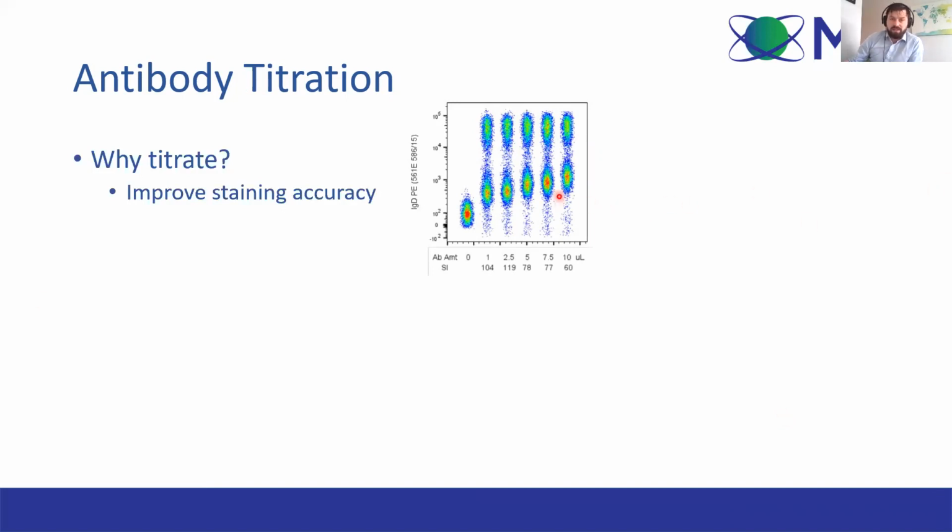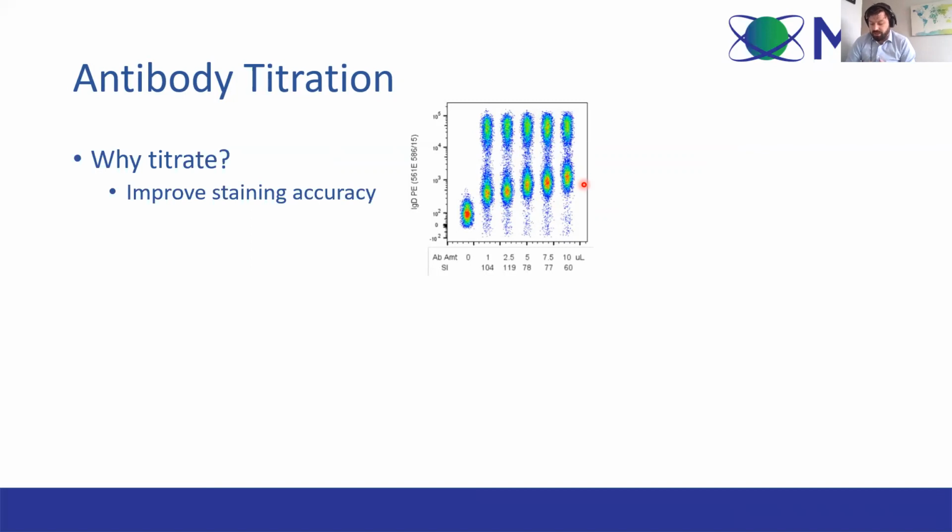Well, you improve your staining accuracy first of all. So we can see here this is a titration experiment where we've got different concentrations of antibodies going from the highest on the right to the lowest on the left. And as you can see, with really high concentrations, this potentially negative or very weak population is actually getting more and more intense with the increased concentrations. So a well-titrated antibody, you want to see the maximum separation between your positive and negative populations in your sample.